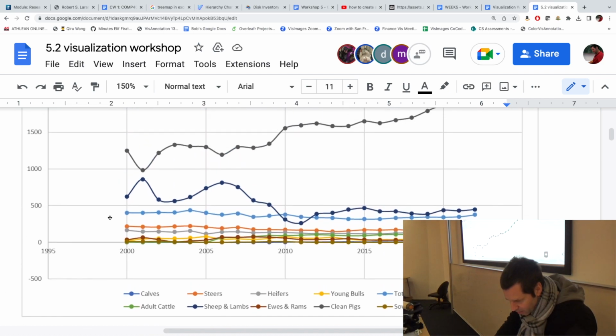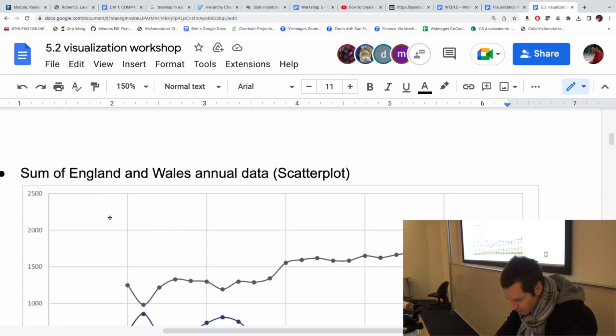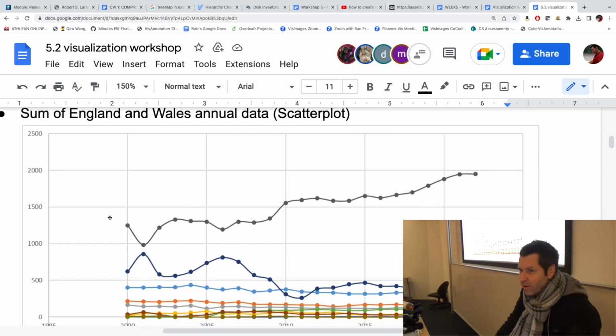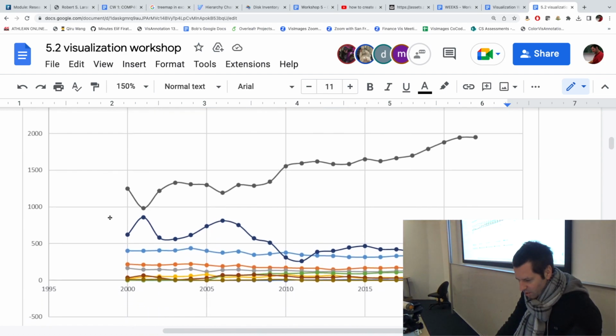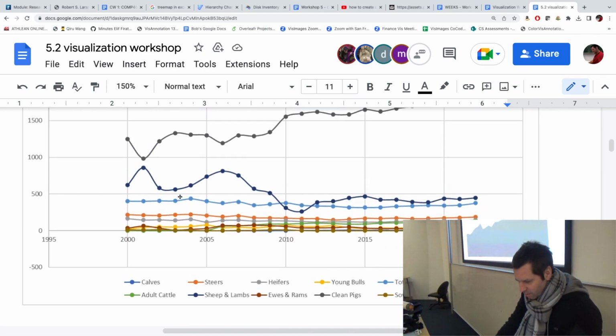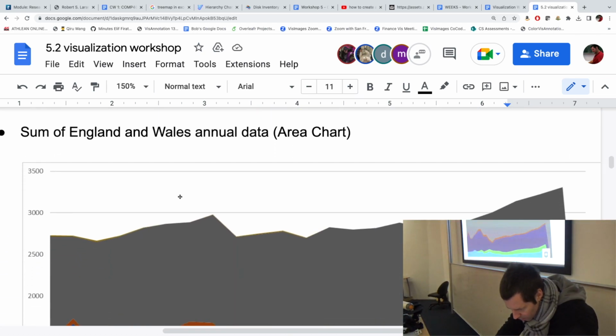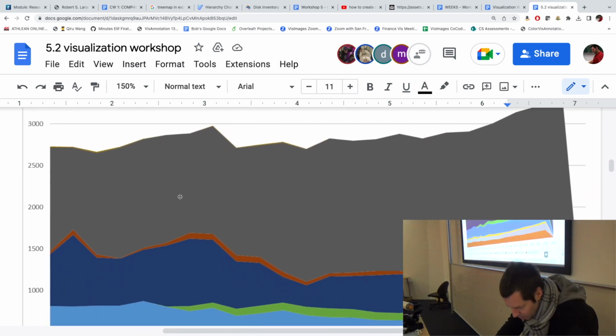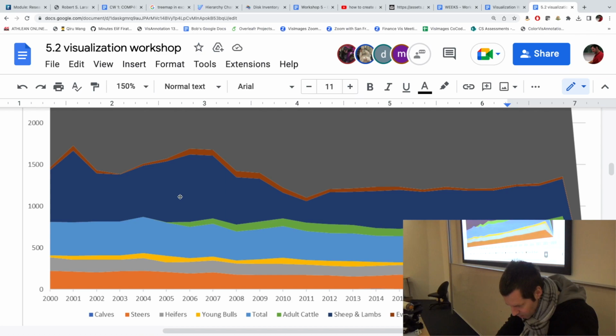By the way, this is actually a line chart, so you wouldn't want to do this for coursework. But it is a good idea to create some line charts, bar charts and pie charts before you do the more advanced ones, to see if they're consistent. So this is actually a line chart. Sum of England, Wales, annual data area chart. Okay, that's interesting. We have steer, yearling total.